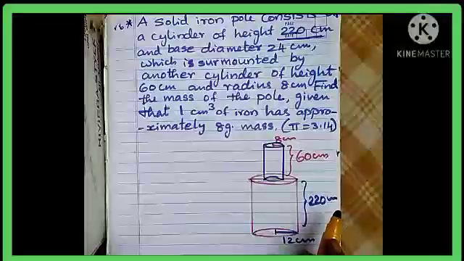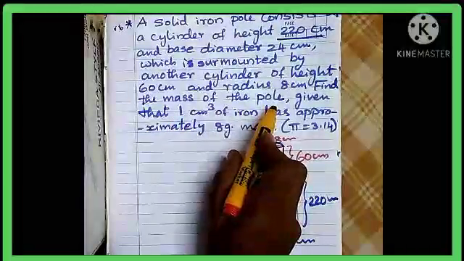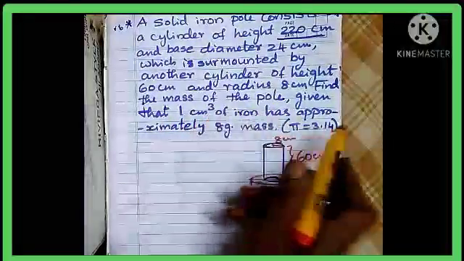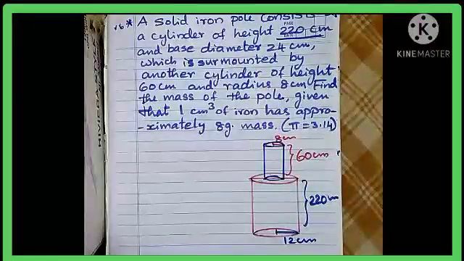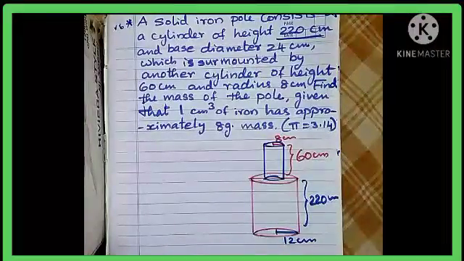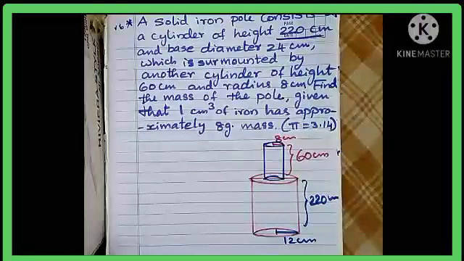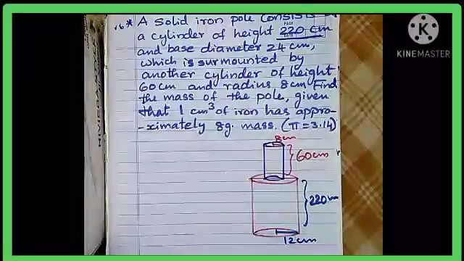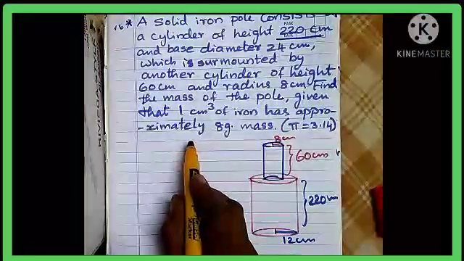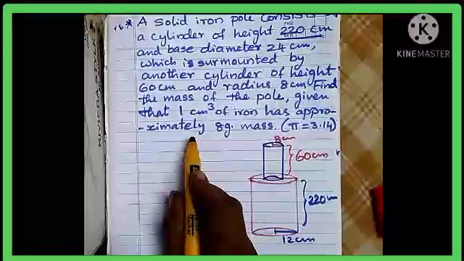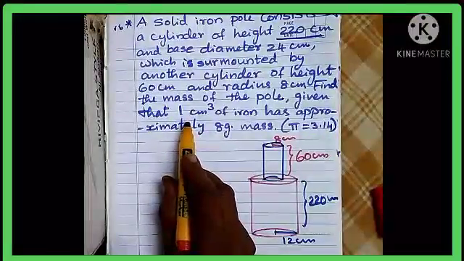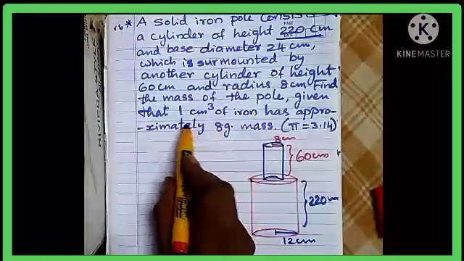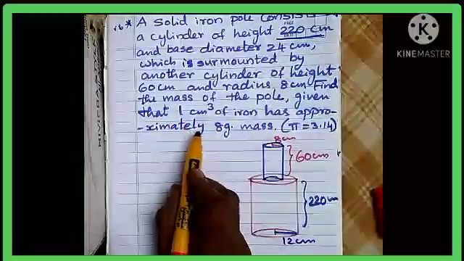Now what we need to find? The mass of the pole. Given that 1 centimeter cube of iron has approximately 8 gram mass. So how can we find the mass? Mass is density into volume. Mass equals volume into density. What is density? Density is the mass of 1 centimeter cube of iron.